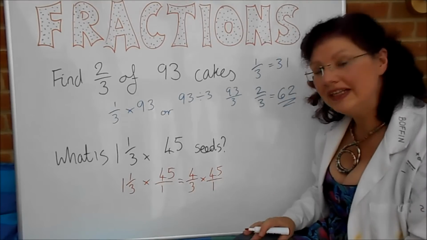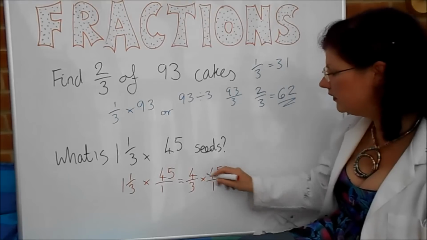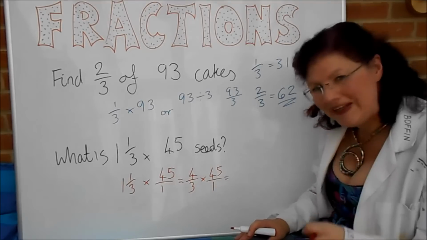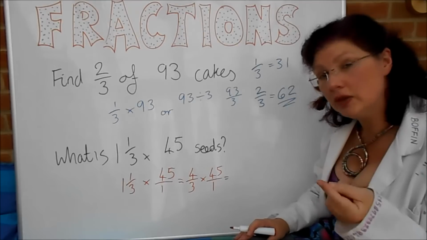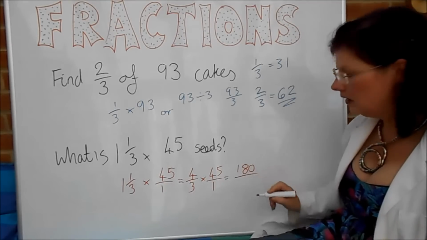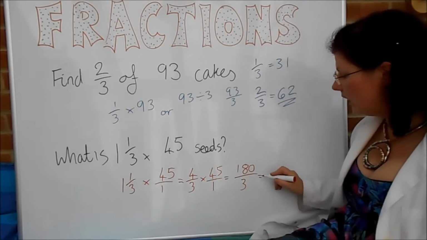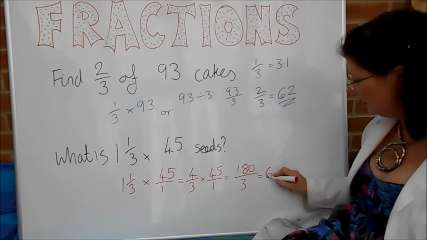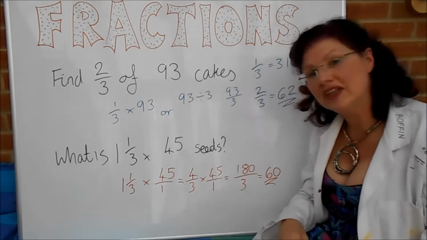Now we could do a bit of cancelling down here, or we could just go straight. I'm going to go straight for the multiply, I think, because it's not too difficult. 4 lots of 45. So to times by 4, we can double it, then double it. 45 doubled is 90, doubled is 180. Then on the bottom, 3 times 1, that'll be 3. 180 over 3, well, that cancels down by 3, and that comes out to be 60. So that means that I have got 60 seeds.